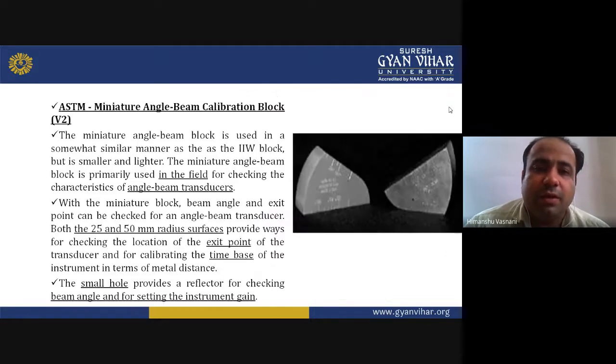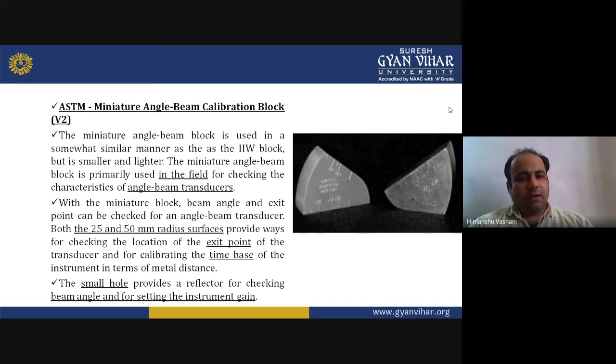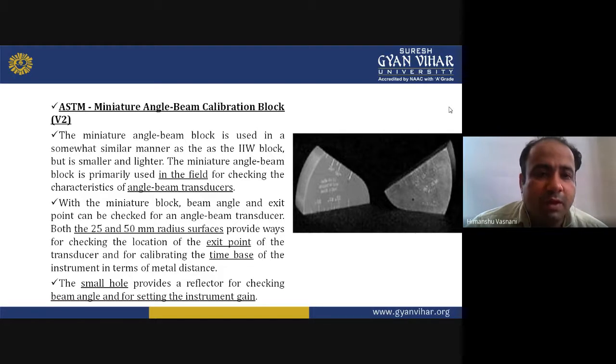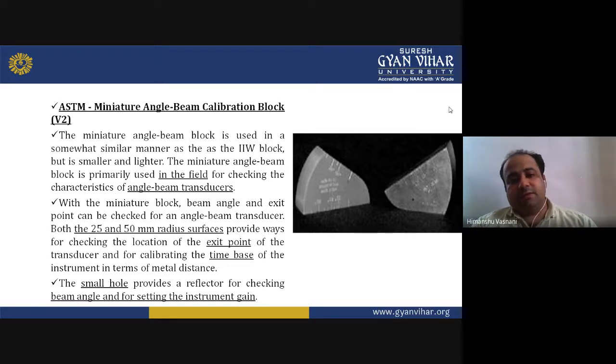Okay. Now the second block, the second technique, is the ASTM miniature angle beam calibration block, V2 version 2. The miniature angle beam block is used in somewhat similar manner as the IIW block, but is smaller and lighter. It is primarily used in the field for checking characteristics of the angle beam transducer. With the miniature block, beam angle and the exit point can be checked for an angle beam transducer. Both the 25 and 50 radius surfaces provide ways for checking the location of the exit point of the transducer, and for calibrating the time base of the instrument in terms of metal distance.